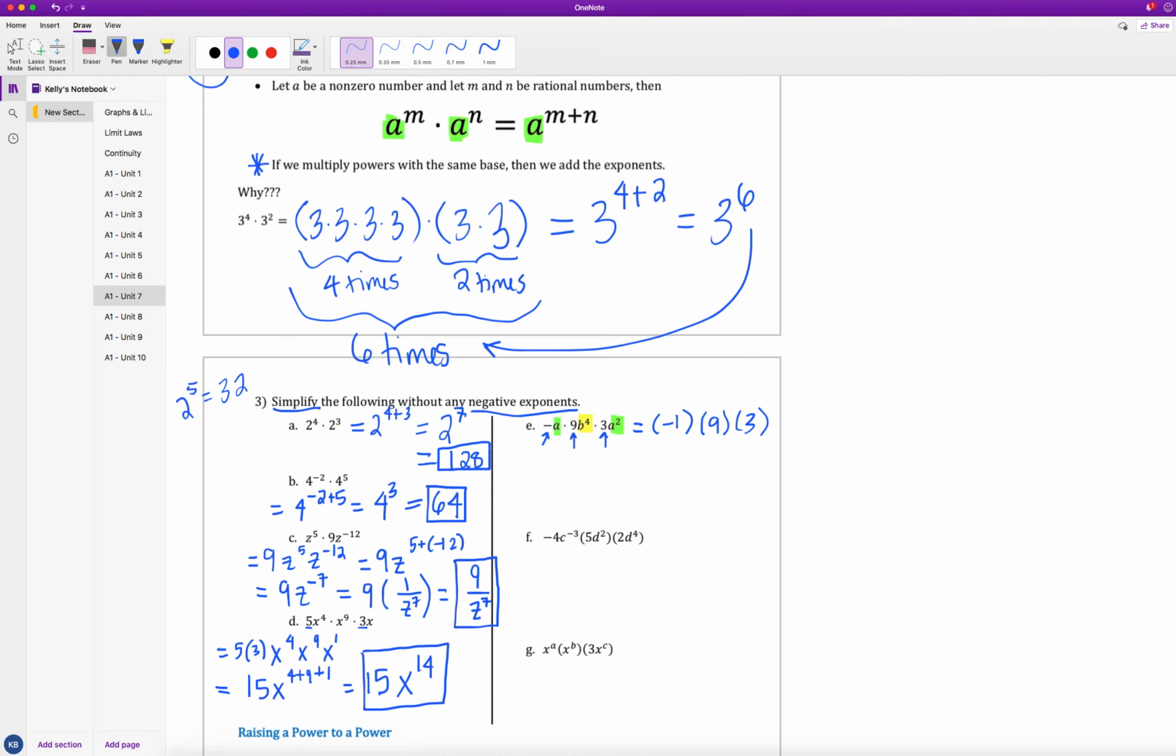I cannot combine the b to the 4th with the a's, so I'm going to regroup them so that the a's are next to each other. So I have a times a squared, and then times the b to the 4th.